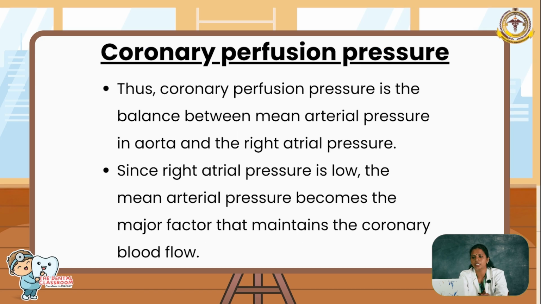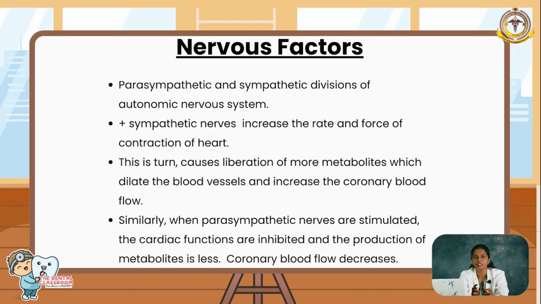Coronary perfusion pressure is mainly dependent upon your mean arterial pressure, because that is a major factor affecting your coronary blood flow. Other factors are the nervous factors, which involve the sympathetic and the parasympathetic. In concern to your heart, it is always the sympathetic that is friendly for your coronary blood flow. The parasympathetic actually reduces the cardiac functions, and therefore there is less production of metabolites and the coronary blood flow decreases when parasympathetic stimulation is triggered.